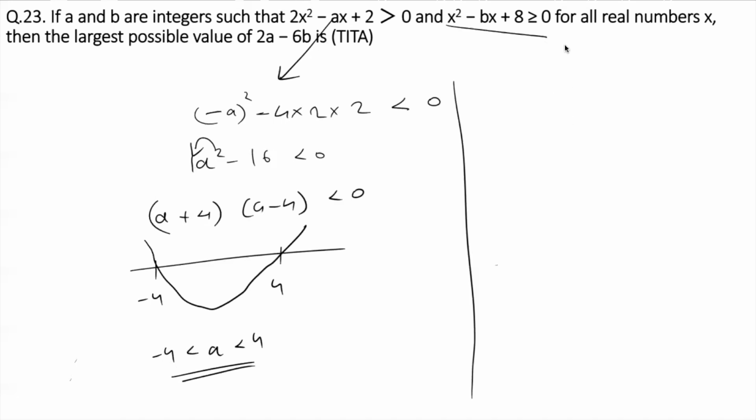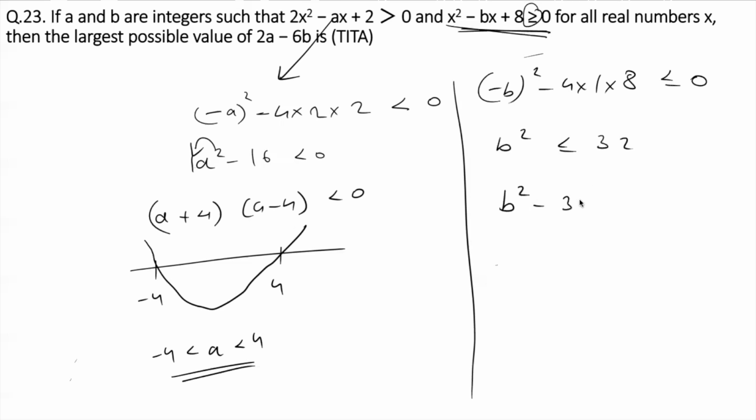Similarly, for the second equation, we can observe that x² − bx + 8 is greater than or equal to 0. So here again, b² − 4ac will be less than or equal to 0 because we have some roots possible, right? Equal to 0 also is possible. So here b² − 4ac is again less than or equal to 0. So b² will be less than or equal to 32. Same logic like the previous one. b² − 32 is less than or equal to 0.